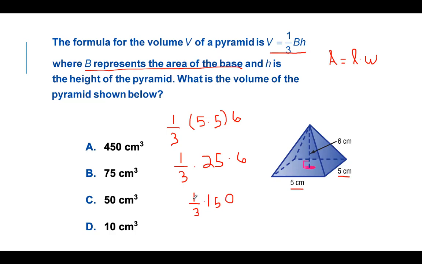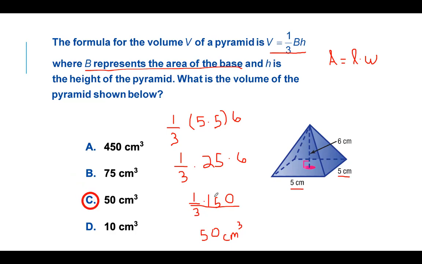When we're multiplying a fraction and a whole number, especially if the numerator is 1 in the fraction, that's the same thing as if I just divide by the denominator. So 150 divided by 3 is 50. And because we're talking about volume, we're going to use cubic centimeters for our units. So our answer here is C.